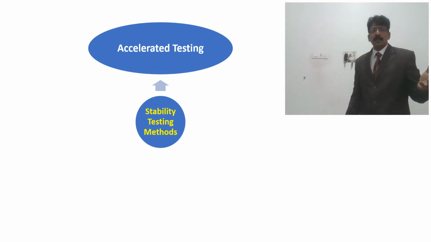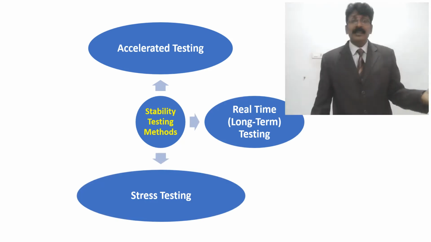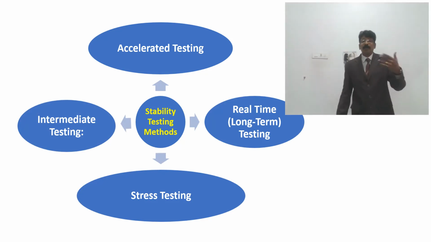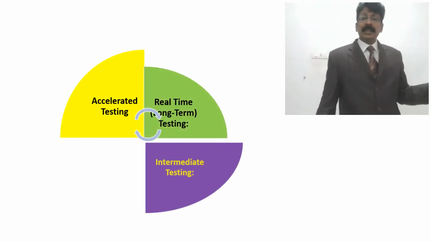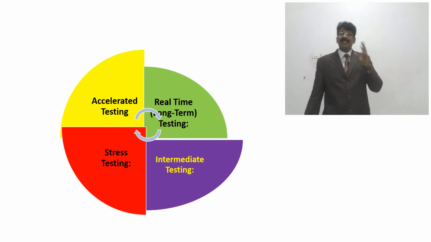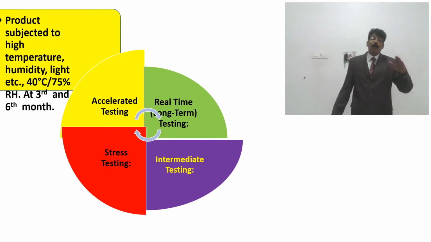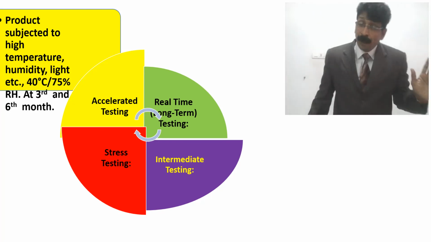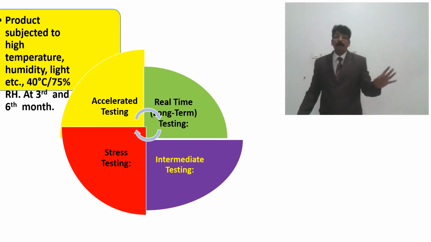So accelerated testing, real-time long-term testing, stress testing, and intermediate testing. These are the 4 tests which we have discussed. So we will just see what all the temperatures are that we are seeing here. Accelerated testing, real-time testing, intermediate testing, and stress testing. These 4 tests, I don't think the student will forget. So you can see here the product should be subjected to temperature, humidity, light, etc. for accelerated testing. Usually you should maintain 40 degrees centigrade and 75% humidity for 3-6 months, performed in a short term period. That is called accelerated testing.